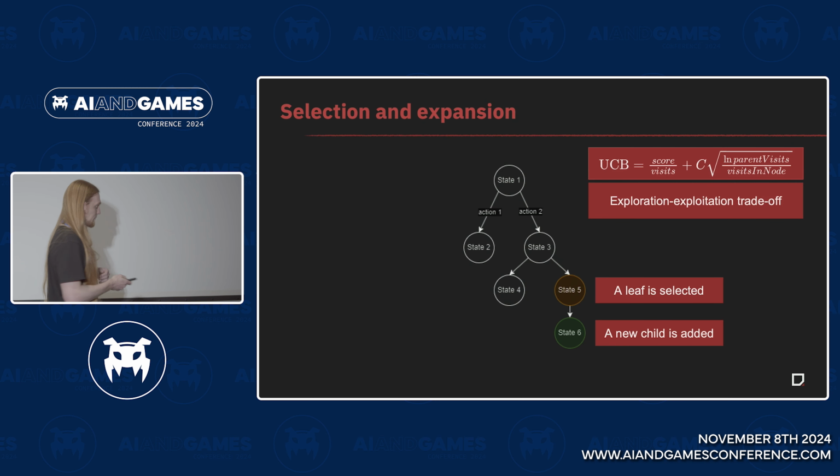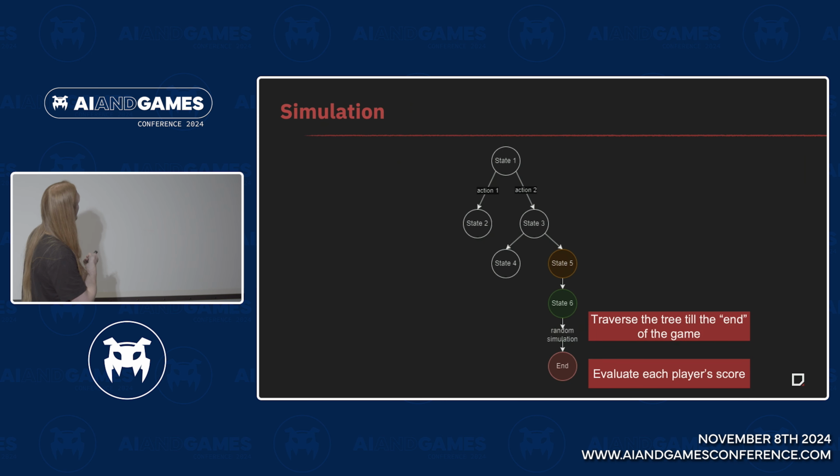And the overall flow of the algorithm is that we start with selection and expansion. So we apply this formula to select actions to get to the leaf. And as soon as we get to the leaf, we add a new child by applying an action, randomly selected. And then we traverse the tree till the end.